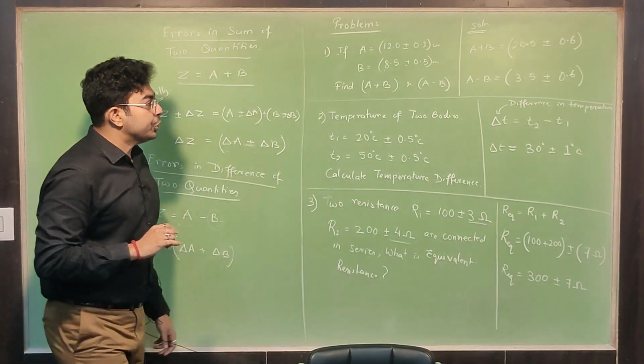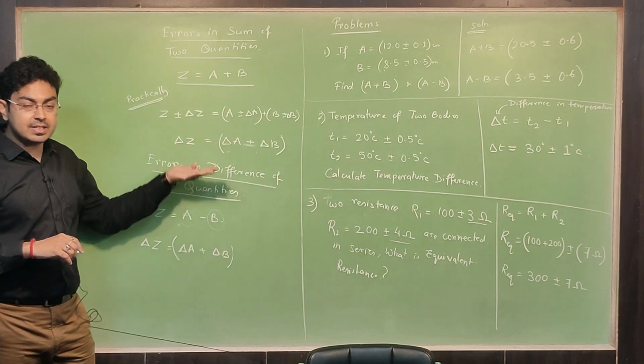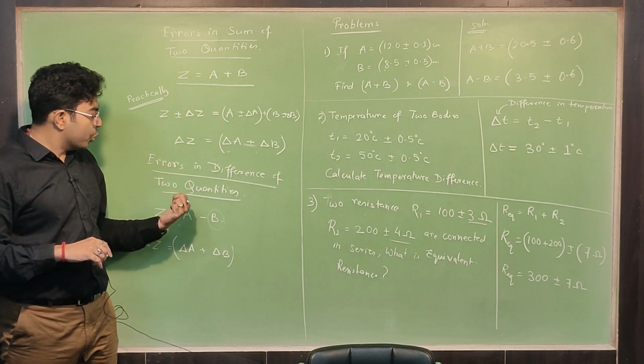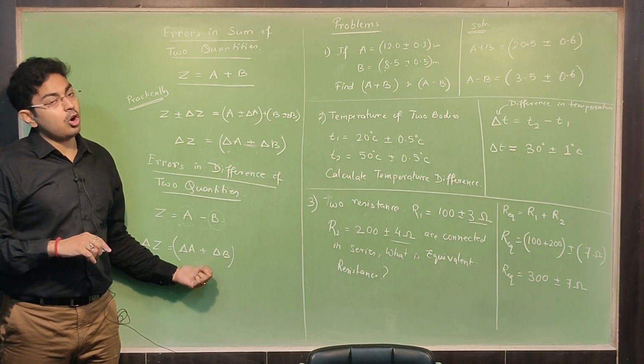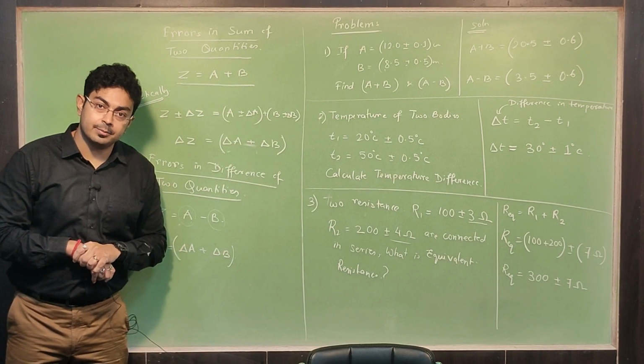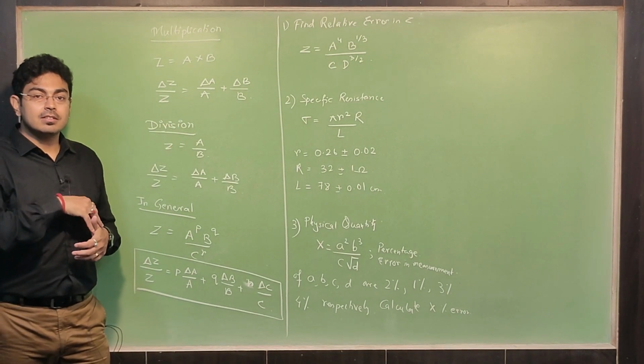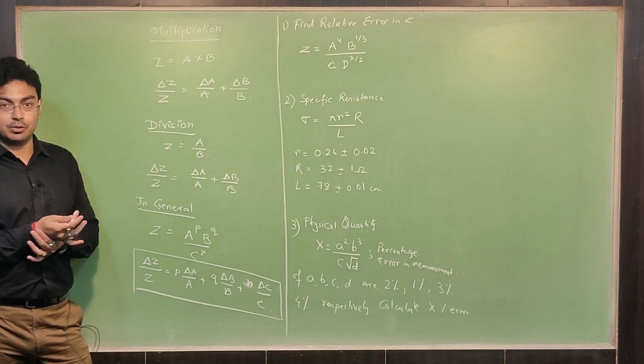Is this clear? So these are the error formulas in situations where you need to find the summation or subtraction, and this is how we are going to solve the question. Is it clear? So here we have some other kinds of error calculation.